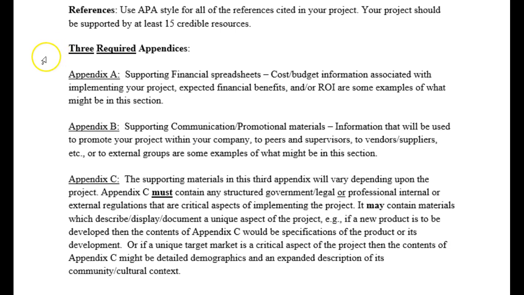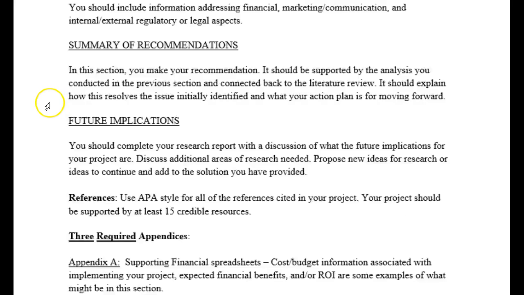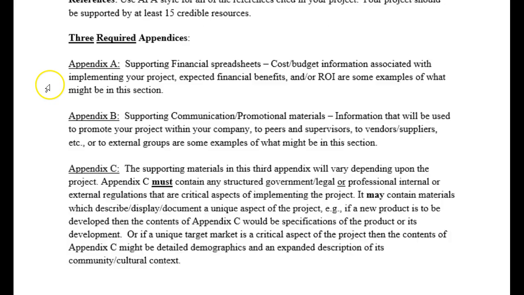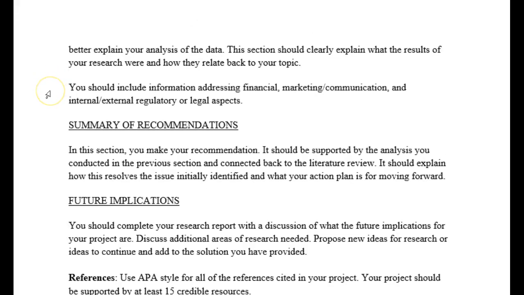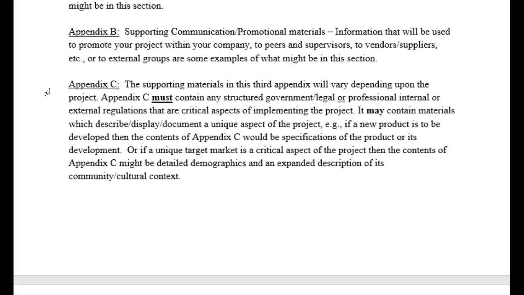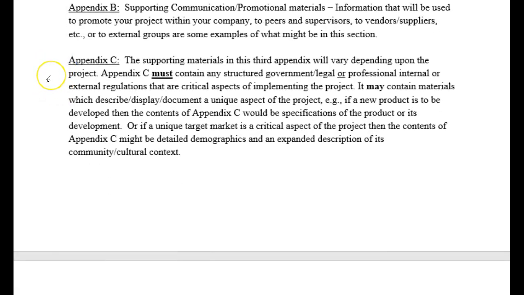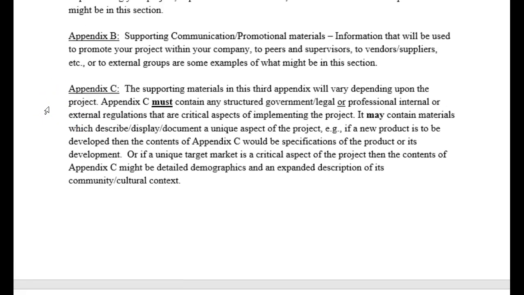So there's 3 required appendices. Appendix A should support your discussion of the financial aspects that you talked about back here in the results section. Okay. Appendix B should support whatever information you shared with us back here in terms of marketing or communication. Appendix C is where you talk about government legal regulations, or if there's company regulations that are impacting your project. This is where you add all that.